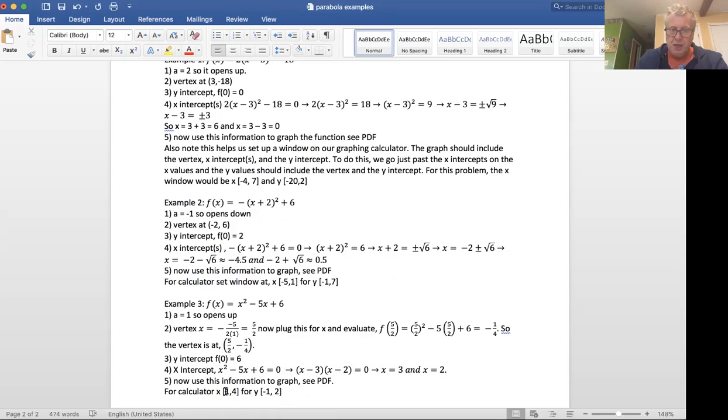And then the last one, I chose to use x, 1, and 4. Why? Because I have an x-intercept of 2 and an x-intercept of 3. And so that would include those intercepts. And for the y window values, I have a y-intercept of 6. Would this include that? I'll let you find that out. You might have to adjust that a little bit.